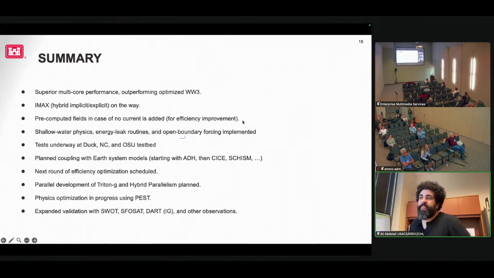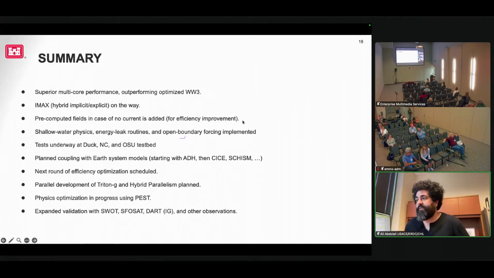In summary, we are seeing superior multi-core performance compared to WaveWatch, although the unstructured part of WaveWatch is also developed by us. But we dare to question and criticize ourselves to see: do we want to continue the development and face all of those challenges, or do we want to switch to a new model? Also, we are working on the hybrid implicit-explicit scheme to take advantage of such efficiency, and also have some pre-computation if there is no current field, so we can gain some advantages.